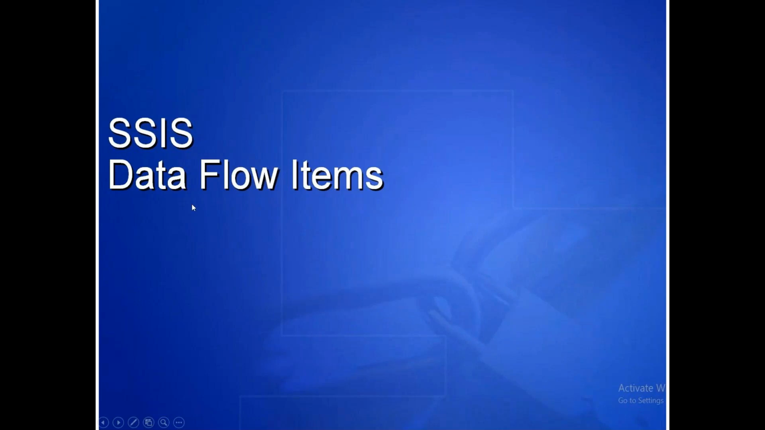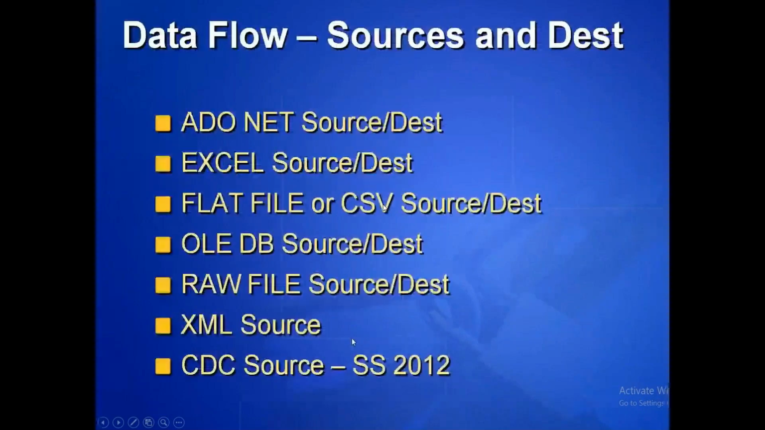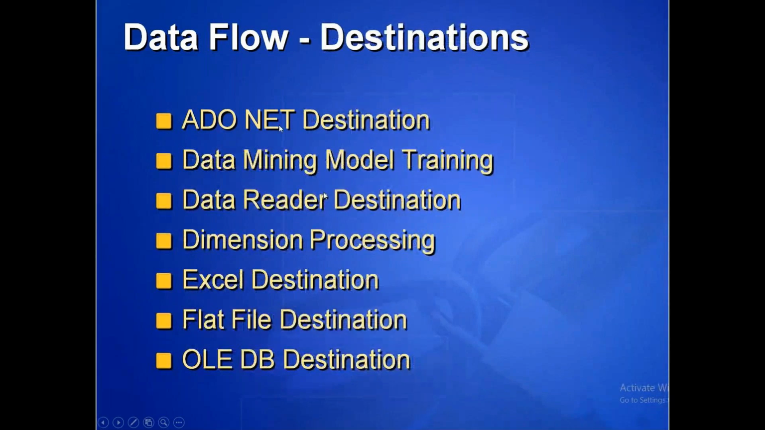So, what are the data flow items we have in SSIS? Data flow items like sources and destinations. Let us see what are the sources and destinations we have. We have ADO.NET source or destination, Excel source or destination, flat file or CSV source or destination, OLEDB source or destination, raw file source or destination, XML source, CDC source. Okay, so ADO.NET, this is the destination.